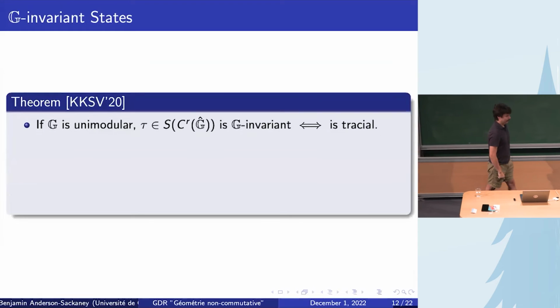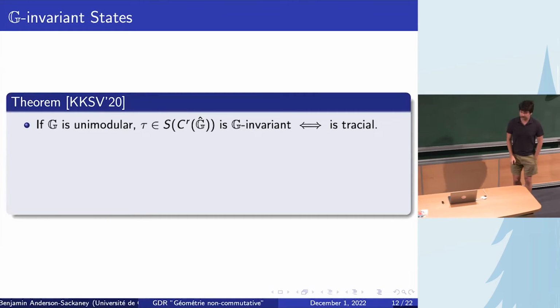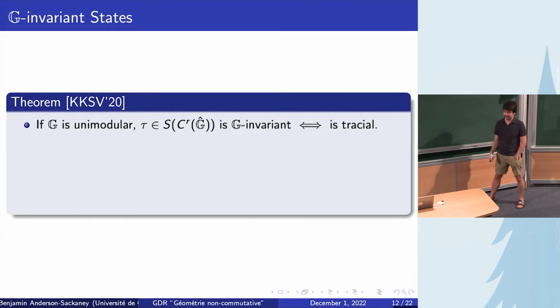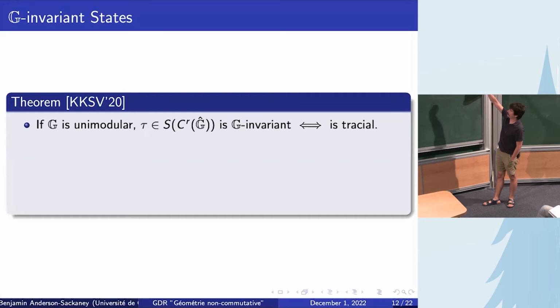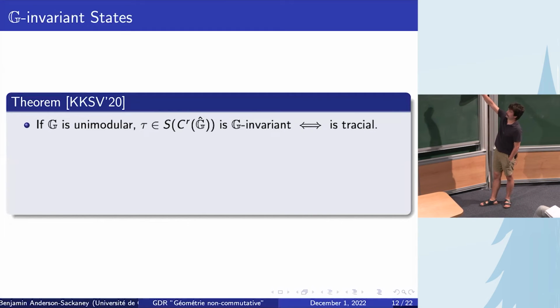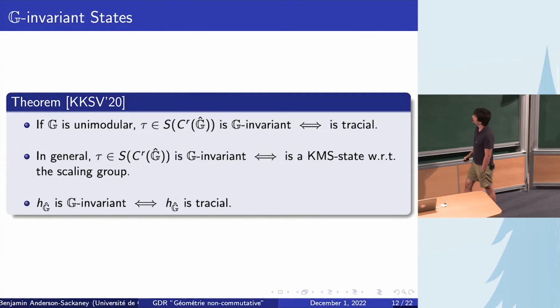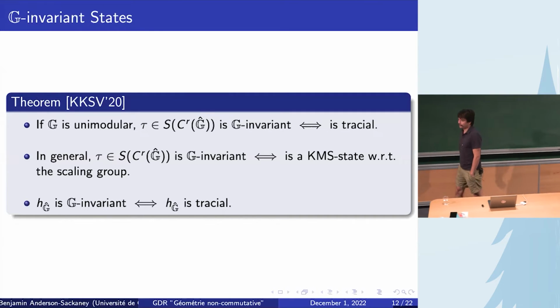Okay? And so Kalantar et al., the same reference that I had before, had the following result for unimodular discrete quantum groups. And it says that we get the same nice thing that we had for classical groups for discrete quantum groups. So a state is G-invariant if and only if it's tracial. And that's really nice. But it turns out this doesn't hold in general.